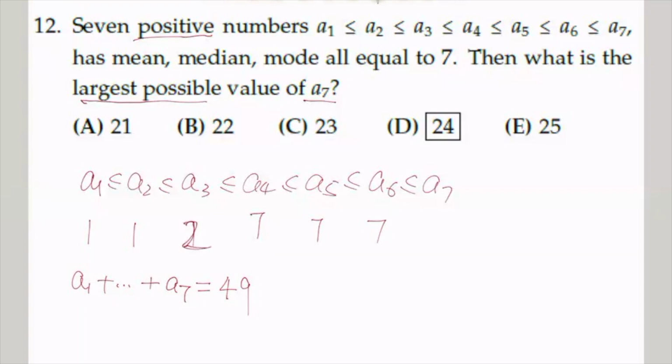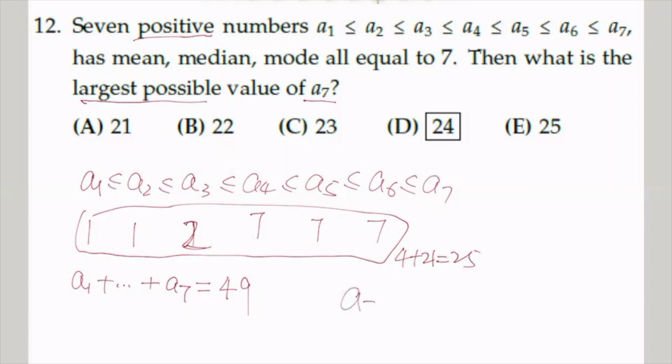So with that, this is the way that we can make the other numbers as small as possible. And they add up to 4 plus 21, which is 25. A7 equals the sum, which is 49, minus the sum of the rest. So the answer is 24. 24 is the largest possible value of A7.